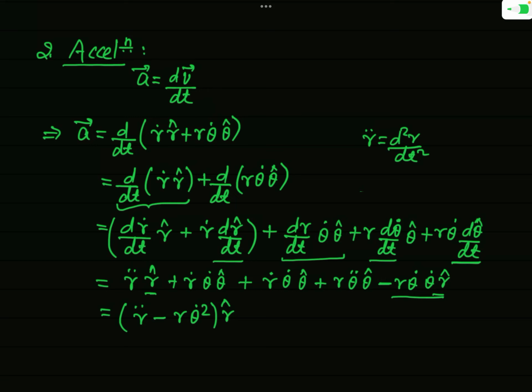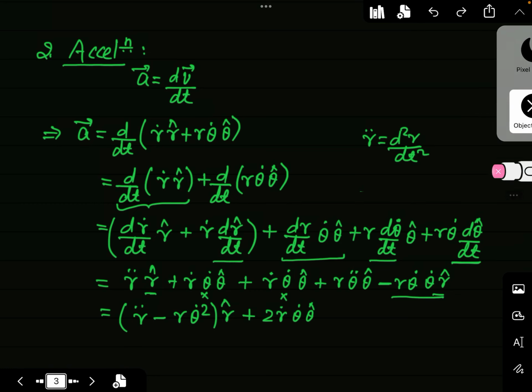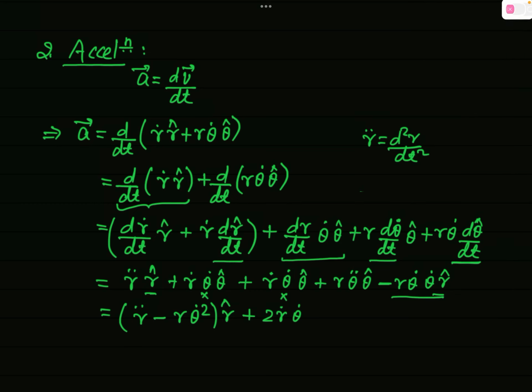Now see these two terms. Both of these terms are the same, and so they will simply be added, and this will be 2r dot theta dot theta hat. And again we will take theta hat as a common factor, so don't write theta hat here. We will write it by taking it common. So this is 2r dot theta dot, plus this term, plus r theta double dot, and theta hat.